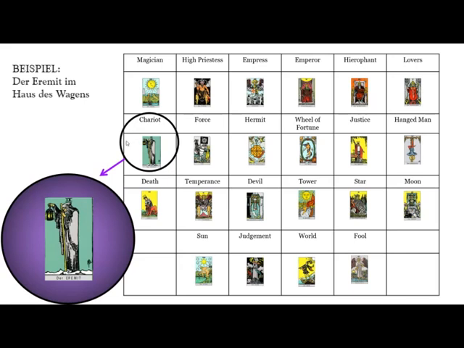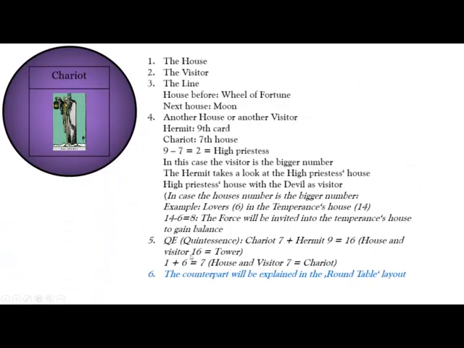Now I want to show you, because here I am only telling you about the Hermit in the Chariot as an explanation, but what is going on? What is all the information that you have in that one single case? How is it linked and interacting with other cards in the position, in the reading? So I noted them. First of all, logically, you have the house and the visitor and the interaction of them. You have the thing of the line.